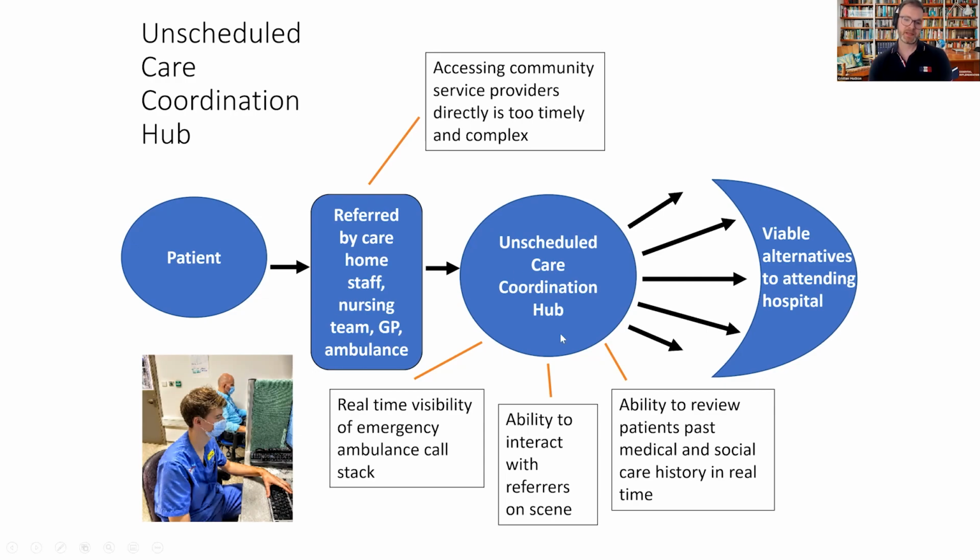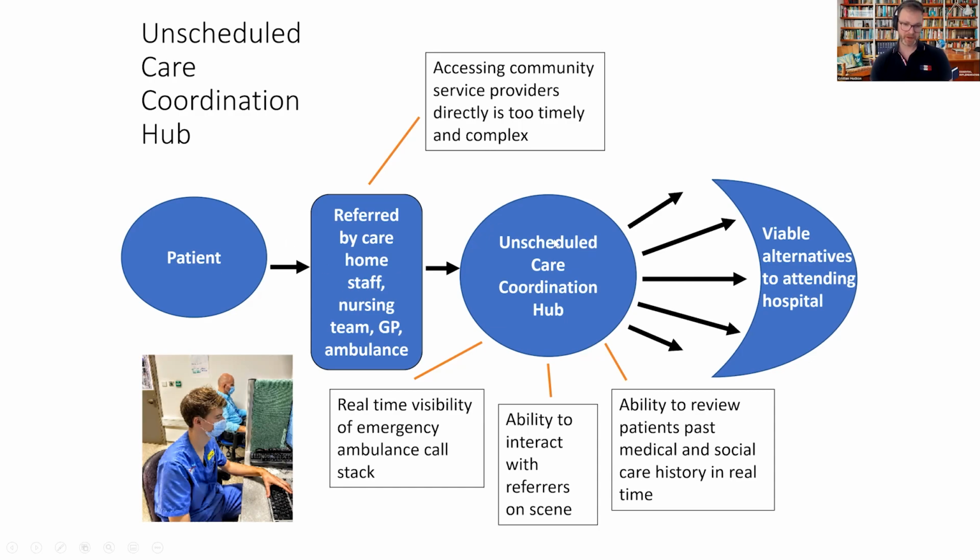Now, within these hubs, it's really just a group of very skilled professionals in a room. There'll be a doctor, social care worker, physio, district nurse, and they have access to the 999 call stack. So all the calls that come in, they can see. They have real-time visibility of that. They can interact with referrers on scene, and they have the ability to review patients' past medical and social care history in real time. So they may have somebody that's been calling 999 a lot, and they can say, oh, actually, this person can be treated by the district nurse. Let's send her out. She knows her quite well. So it's that kind of thing of trying to take the pressure off.